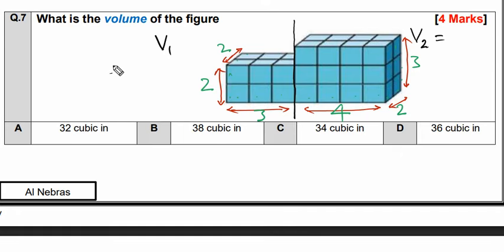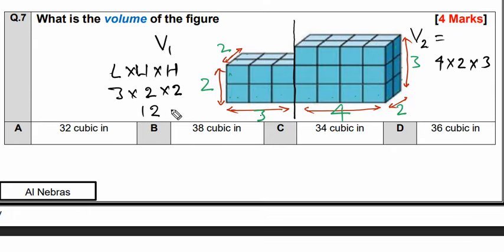We will use the formula length times width times height, and here 3 times 2 times 2. Again here, I'm not writing the formula, I will write directly now: 4 times 2 times 3. So this will be 3 times 2 is 6 and 6 times 2 is 12 cubic inches. Same here, 4 times 2 is 8, 8 times 3 is 24.